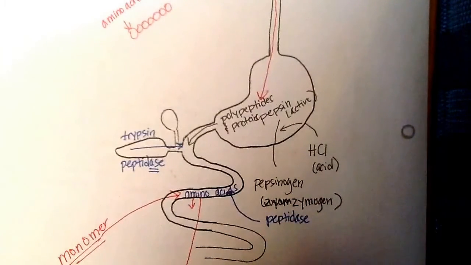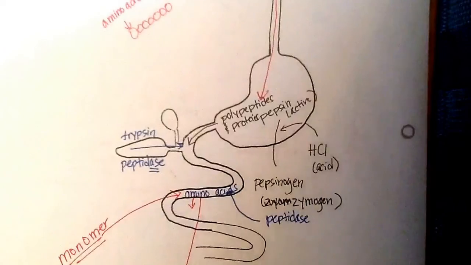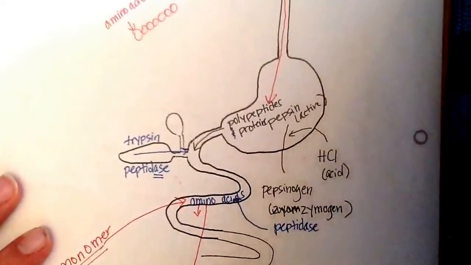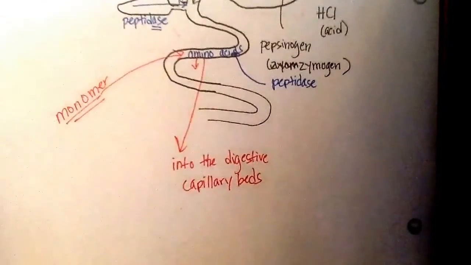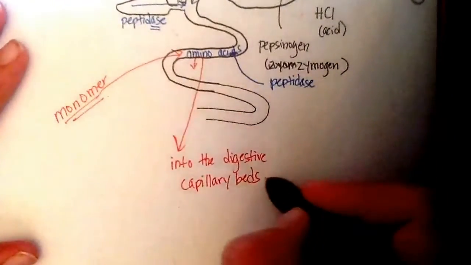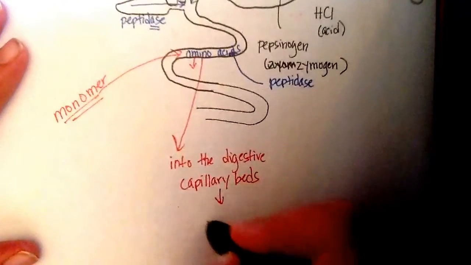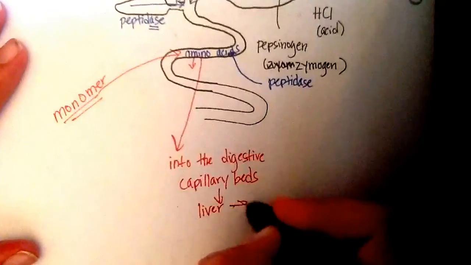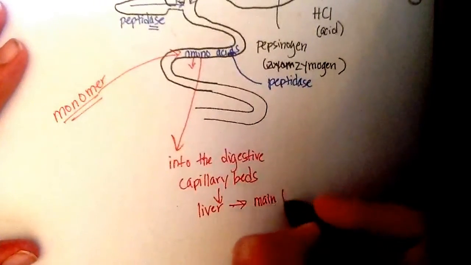go into the digestive capillary beds, and from the digestive capillary beds, they'll go to the liver, and from the liver, they will enter the main bloodstream.